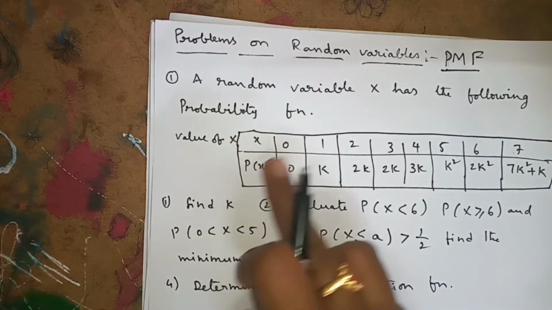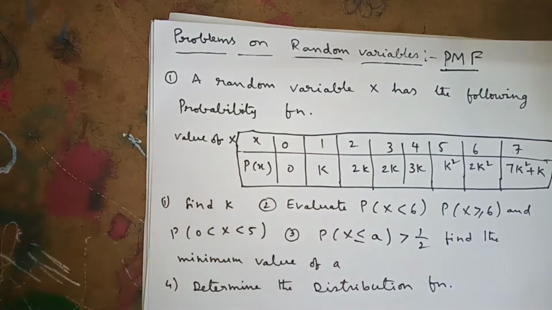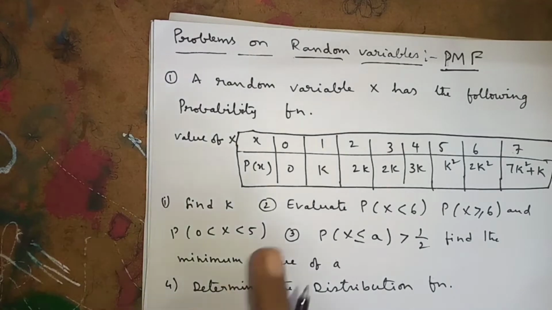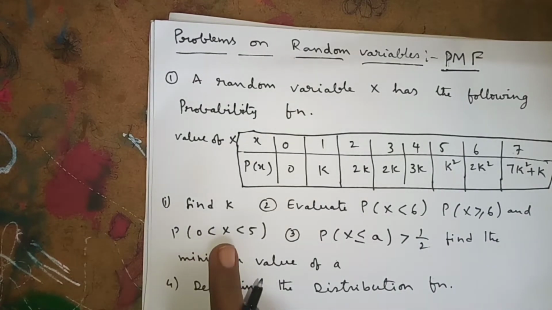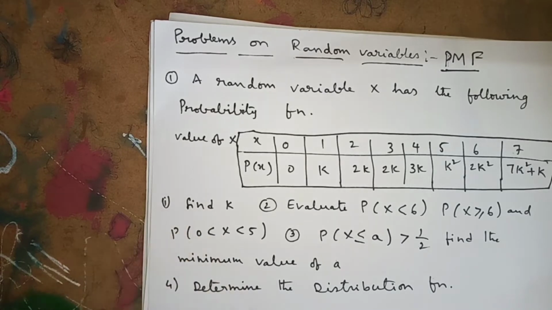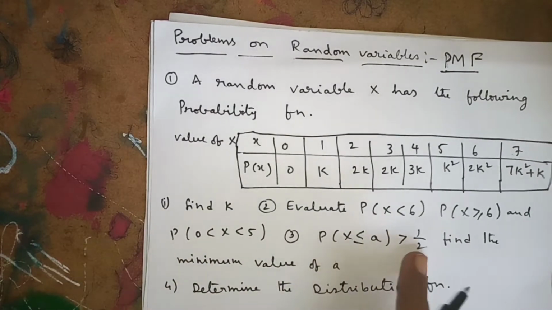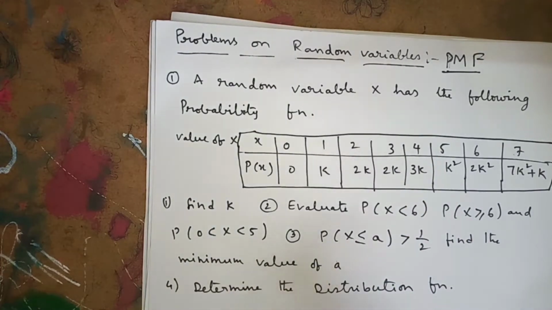p of x is equal to some values, a table is given. What we have to find is k. Second, evaluate p of x less than 6, p of x greater than or equal to 6, and p of 0 less than x less than 5. And the third bit is p of x less than or equal to a is greater than 1 by 2, then find the minimum value of a.